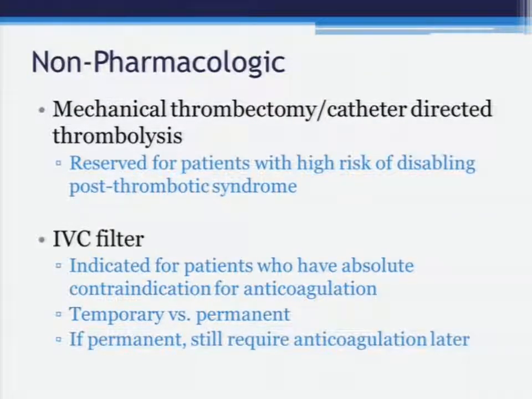Okay, so what are some of our non-pharmacologic options? Well, mechanical thrombectomy and catheter-directed thrombolysis are reserved for patients who have a high risk of disabling post-thrombotic syndrome. And also, I'll add, are reserved for patients who have contraindications to anticoagulation. Systemic anticoagulation, according to the American College of Chest Physicians, is the number one thing to go to. However, if your patient is also going to have a high risk of disabling issues following the diagnosis of their clot, considering mechanical thrombectomy or catheter-directed thrombolysis is a reasonable option.